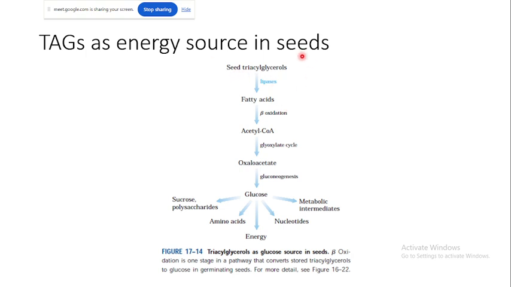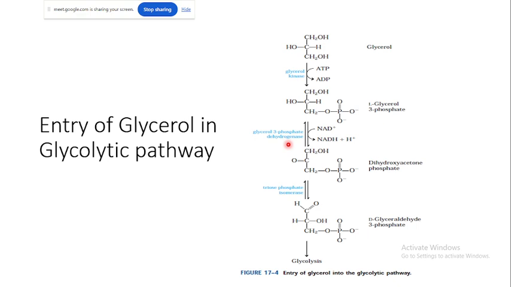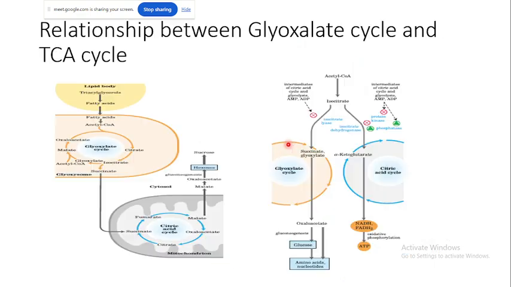So seed triacylglycerol, which are stored, will be broken down by using lipases to glycerol and free fatty acid. After beta oxidation, fatty acid will be converted into acetyl CoA, and as we know, it will enter into the glyoxylate cycle. You can see this fatty acid will enter into the glyoxylate cycle after producing acetyl CoA from beta oxidation.